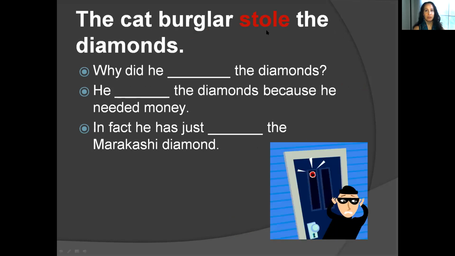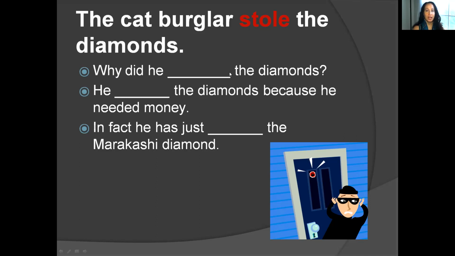The cat burglar stole the diamonds. Uh-oh. Now, cat burglar is just a phrase. We just kind of use this as an expression, okay? Now, you can also say the burglar stole the diamonds, but a lot of times in America, we use this as the cat burglar.